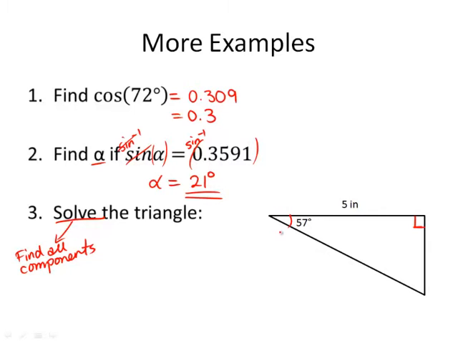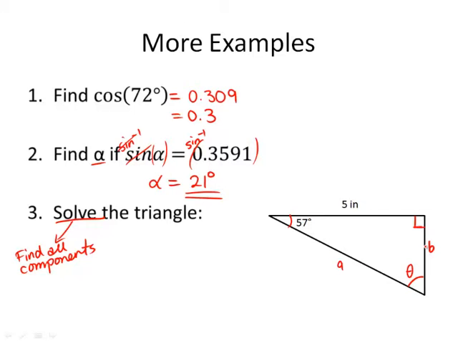So here we have this angle, so we need to find this angle, we need to find this, and we need to find this. So let's label those. So let's label this theta and A and B.